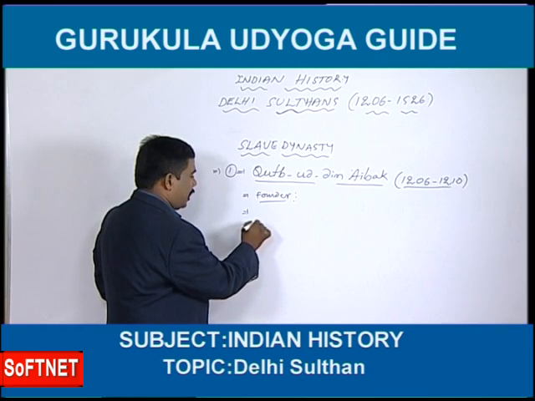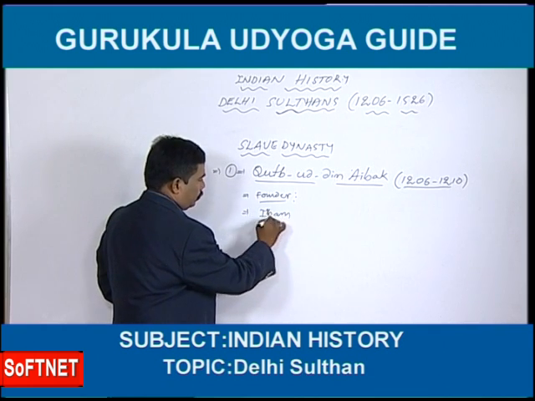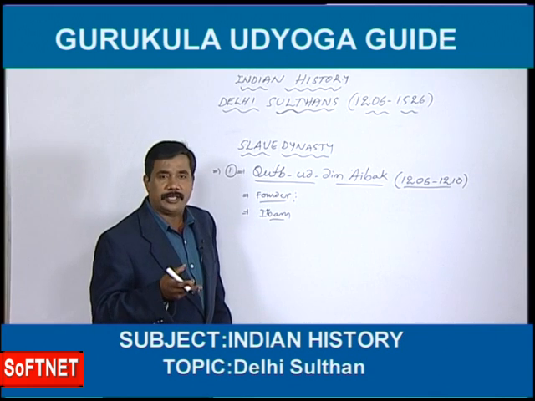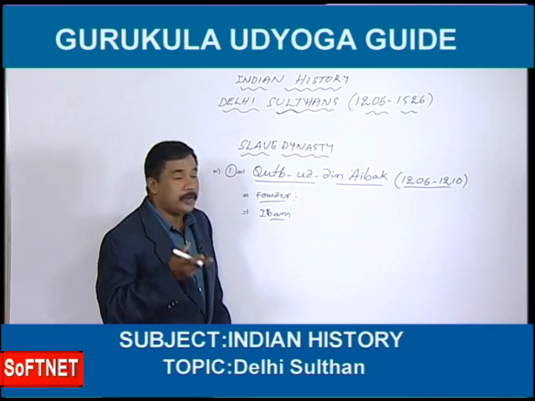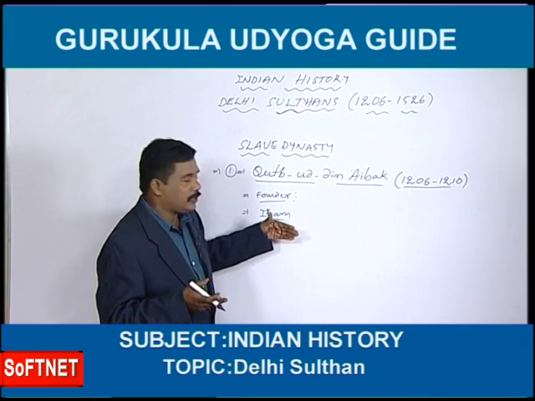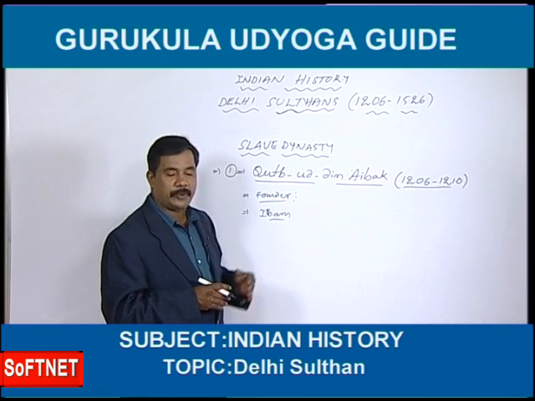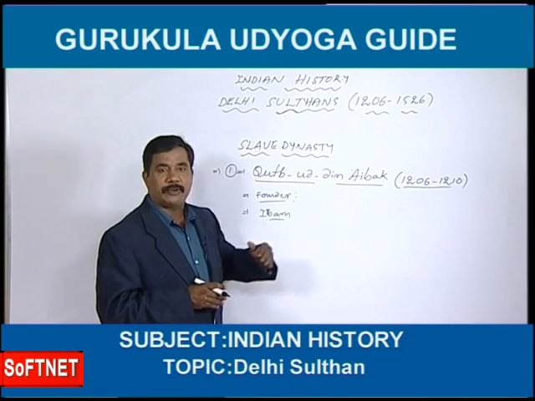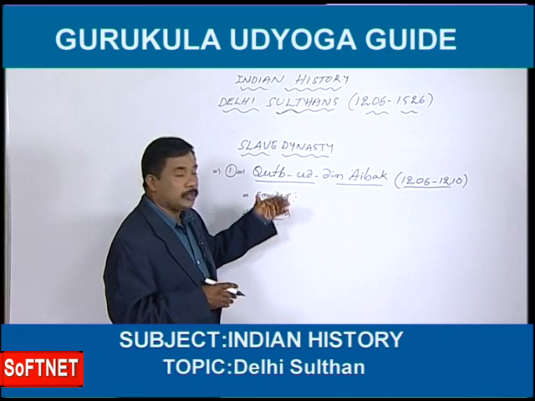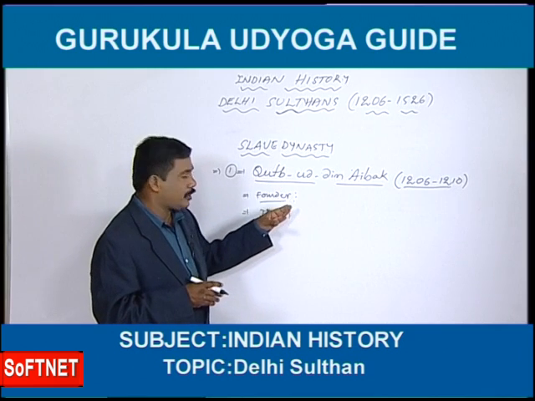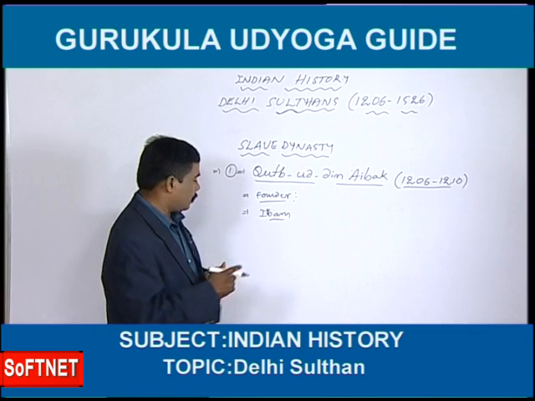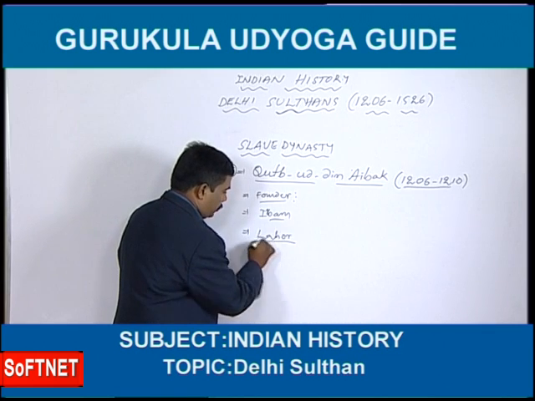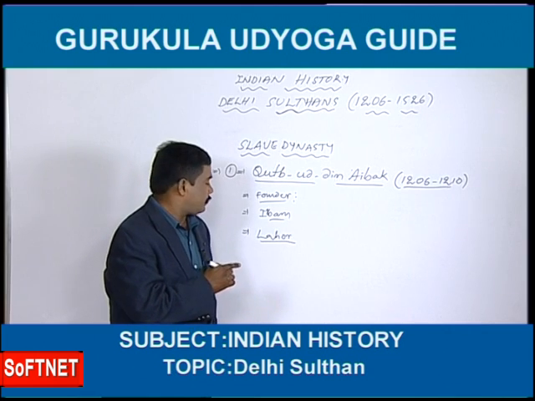He belongs to the Ilbari tribe. I have one doubt: why do we call them slaves, the Slave dynasty? Because the important kings in the Slave dynasty, especially Qutbuddin Aibak, Iltutmish, and Balban, came from slave families. That's why we call it the Slave dynasty. Qutbuddin Aibak started the administration from Lahore. His capital was Lahore, so he started the Delhi Sultanate from Lahore only.